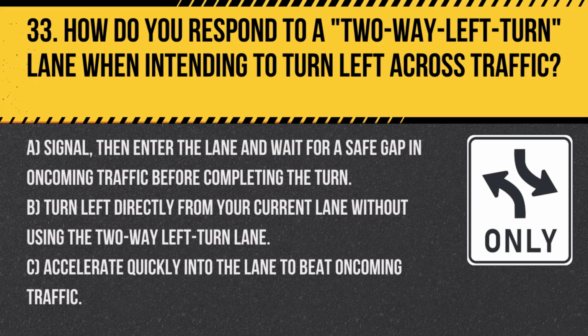Question 33. How do you respond to a two-way left turn lane when intending to turn left across traffic? A. Signal, then enter the lane and wait for a safe gap in oncoming traffic before completing the turn. B. Turn left directly from your current lane without using the two-way left turn lane. C. Accelerate quickly into the lane to beat oncoming traffic. Answer A. Signal, then enter the lane and wait for a safe gap in oncoming traffic before completing the turn. This lane is specifically for safe left turns.